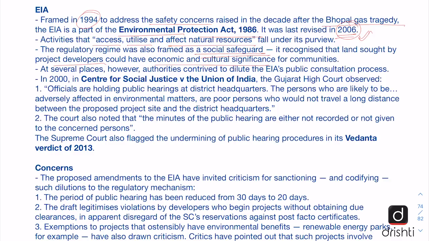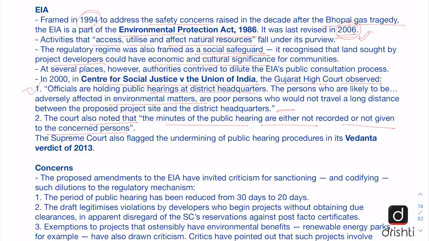In a landmark case in 2000, Center for Social Justice versus the Union of India, the Gujarat High Court had observed that officials are holding public hearings at district headquarters, and the persons who are likely to be adversely affected in environmental matters are poor persons who would not travel a long distance between the proposed site and the district headquarters. So this actually dilutes the total process of conducting environmental impact assessment. Because of this, the court also noted that the minutes of the public hearing are either not being recorded or not being given to the concerned persons.